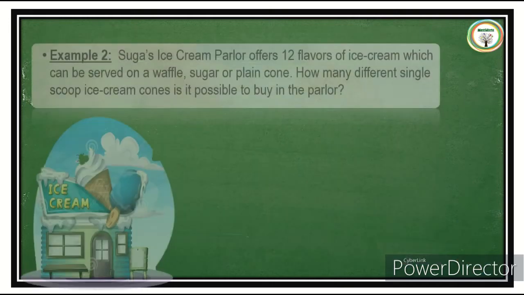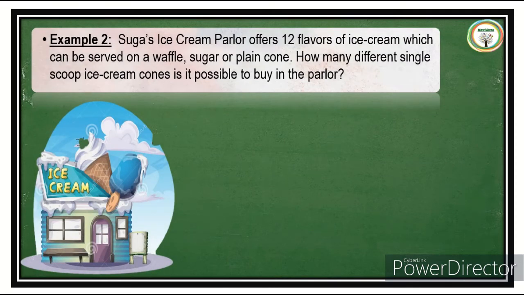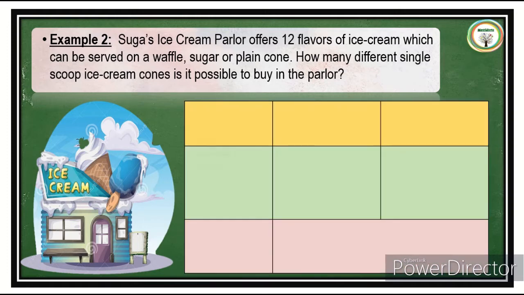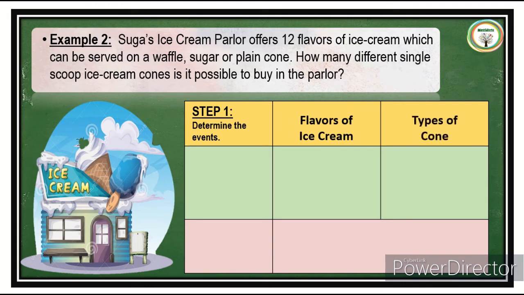Next, Suga's Ice Cream Parlor offers 12 flavors of ice cream which can be served on a waffle, sugar, or plain cone. How many different single scoop ice cream cones is it possible to buy in the parlor? Step 1, again, determine the events. So the events in our problem are flavors of ice cream and types of cone.